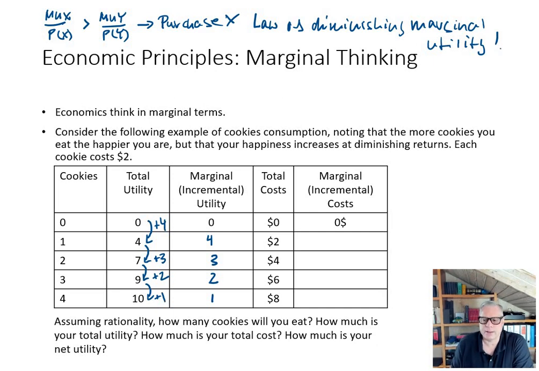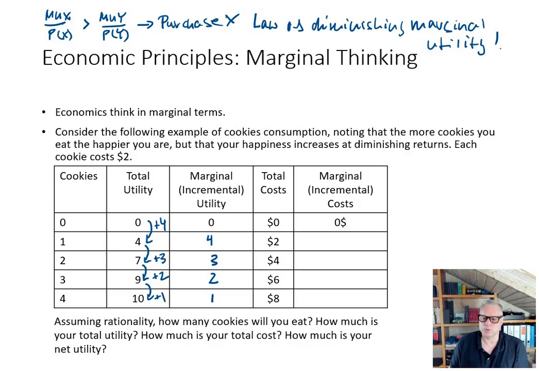So now let's take a look at the cost. Let's say each cookie costs $2. Well then if you have no cookie, you don't pay anything, your total cost is 0. But then with every unit of consumption, your total cost goes up by 2. So total cost goes up from 0 to 2, from 2 to 4 for 2 cookies, $6 for 3 cookies, $8 for 4 cookies.